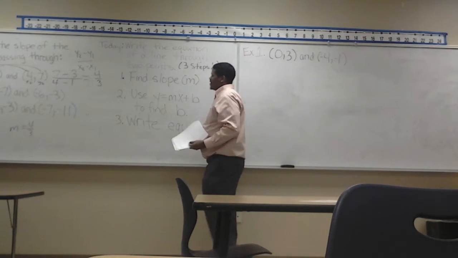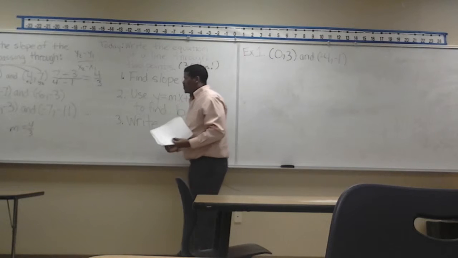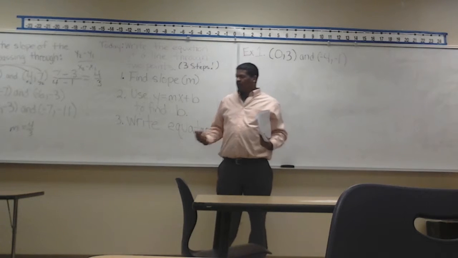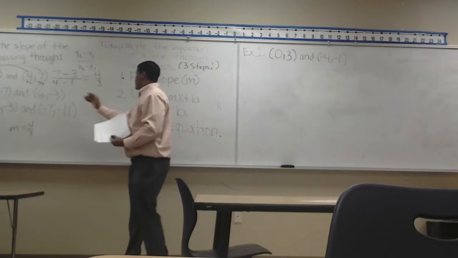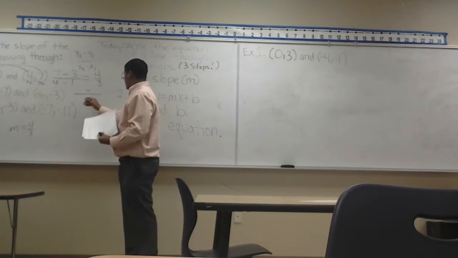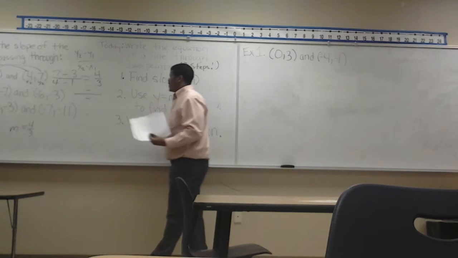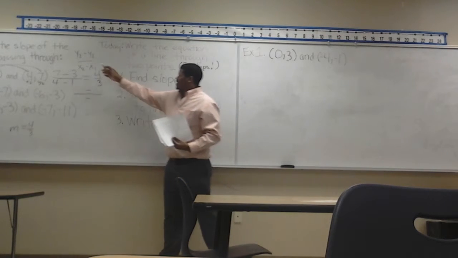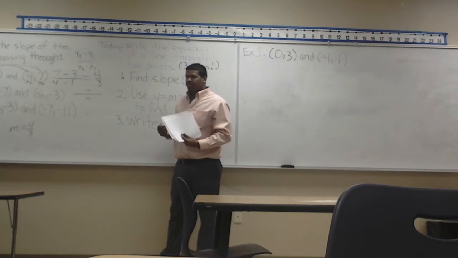Look at our second one here. Some negative numbers in there. But again, put the negative signs in beforehand, you can't go wrong. Stick them in right here. On top, I have y2 minus y1. What is my subtraction problem on top?